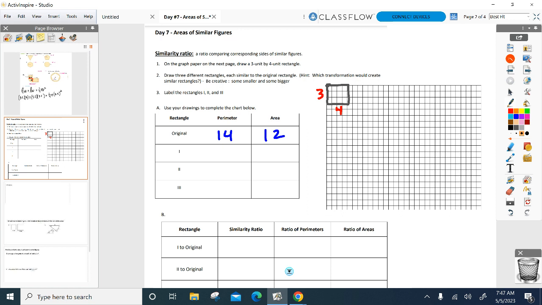All right, here's what I want now. Let's start getting a little creative. I want a rectangle now that's similar to the original, meaning their sides are in the same ratio. Okay, so I have a 3x4. What do you want me to make now? I want a rectangle that's similar to the original. Oh, Abbott, what do you got? 6 by 8. All right, let's do a 6 by 8 and call that rectangle number 1.